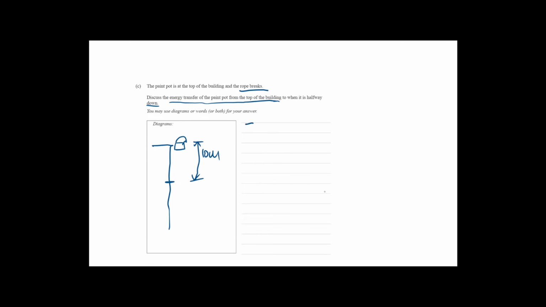Okay, well, it's going to convert half of the gravitational potential energy into kinetic energy. So some amount of kinetic energy. How much is that? Well, let's work it out.